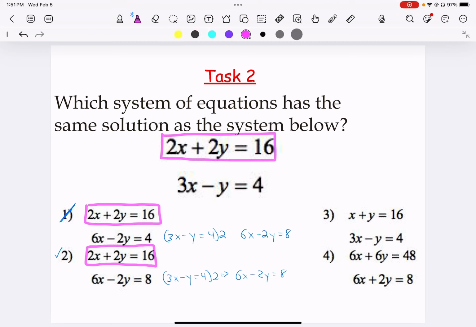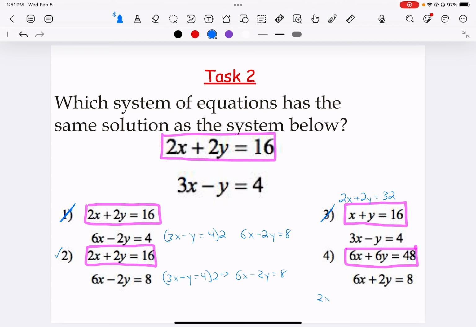Answer choice 3, I'm left with x plus y equals 16. If I double that equation to try to make it match the first one, I'm left with 2x plus 2y equals 32. But in my given equation it equals 16. So 3 is out. For 4, 6x plus 6y equals 48.